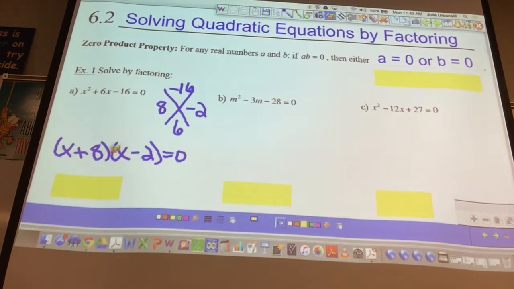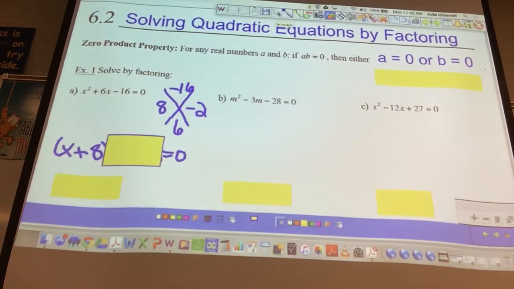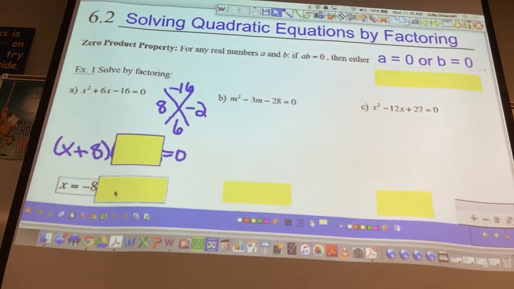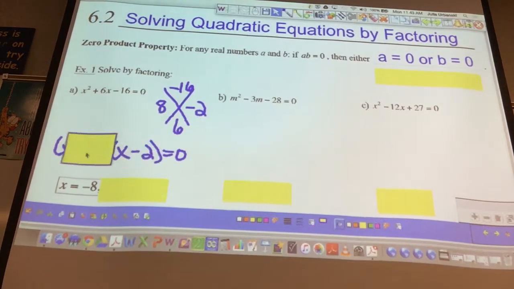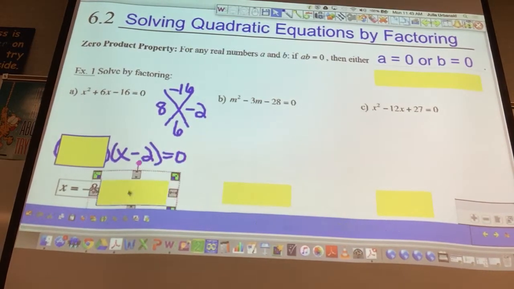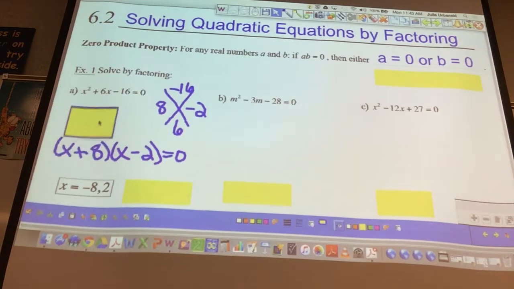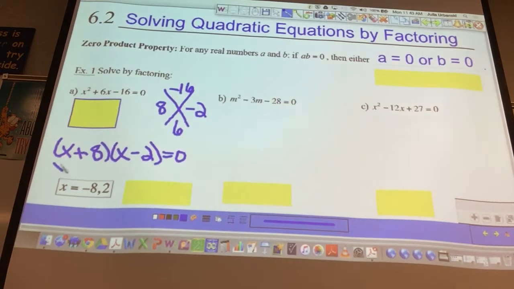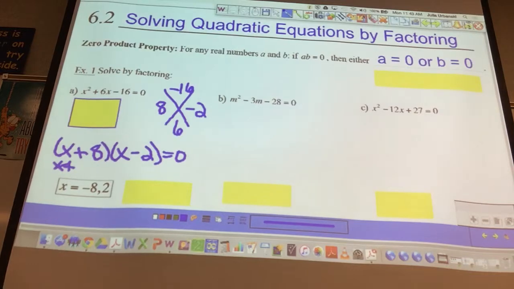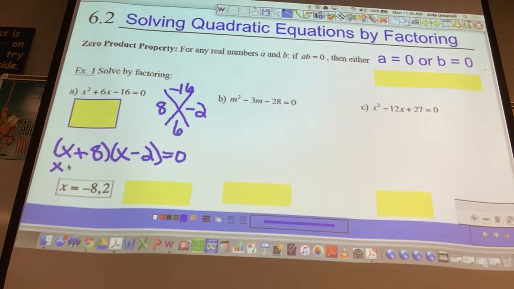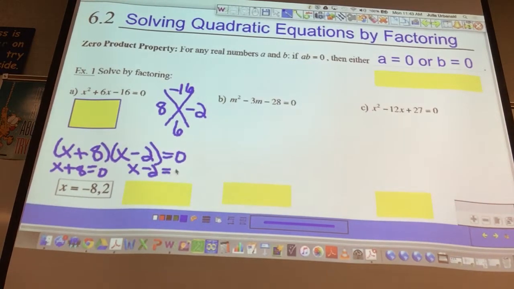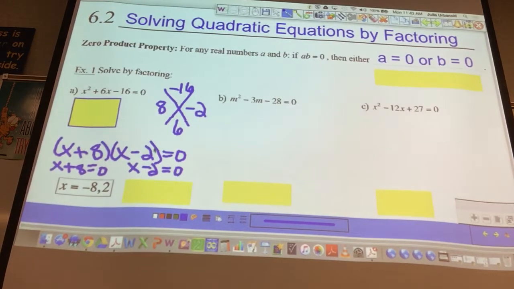Watch this. You could either say x plus 8 equals 0. If x plus 8 equals 0, what would x be? Negative 8. Good. Okay? What if we went the other way? What if x minus 2 is equal to 0? What would x have to be? You would add 2 to both sides and you would get positive 2. Okay? You can write that out if you want. I usually do for the first time. I say x plus 8 has to be 0. X plus 8 is going to be equal to 0, which makes negative 8, or x minus 2 is going to be equal to 0, which makes positive 2. But the shortcut is you just switch the signs.